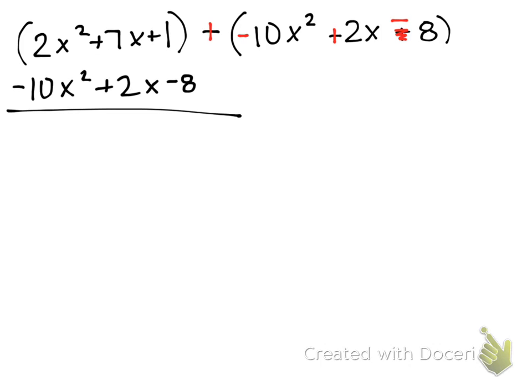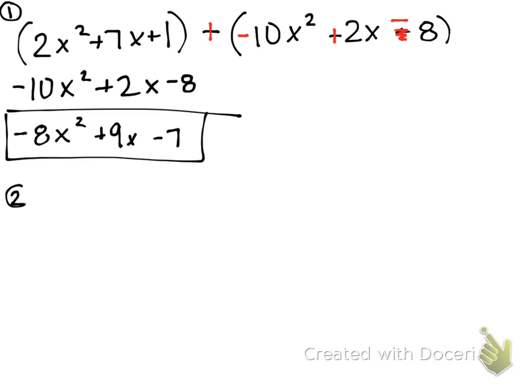So then we just add. 2 minus 10 is negative 8. And then what is my variable going to be? X squared. Do we ever add the exponents? No. 7x plus 2x is 9x. 1 minus 8 is negative 7. So then that will be my answer for number 1.